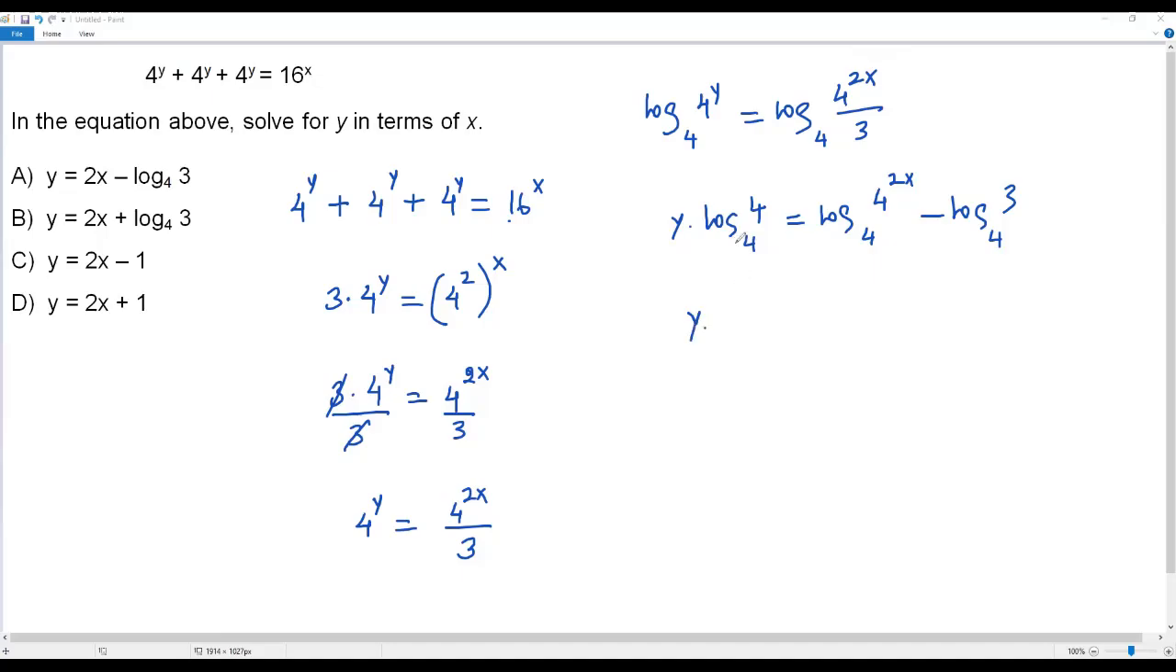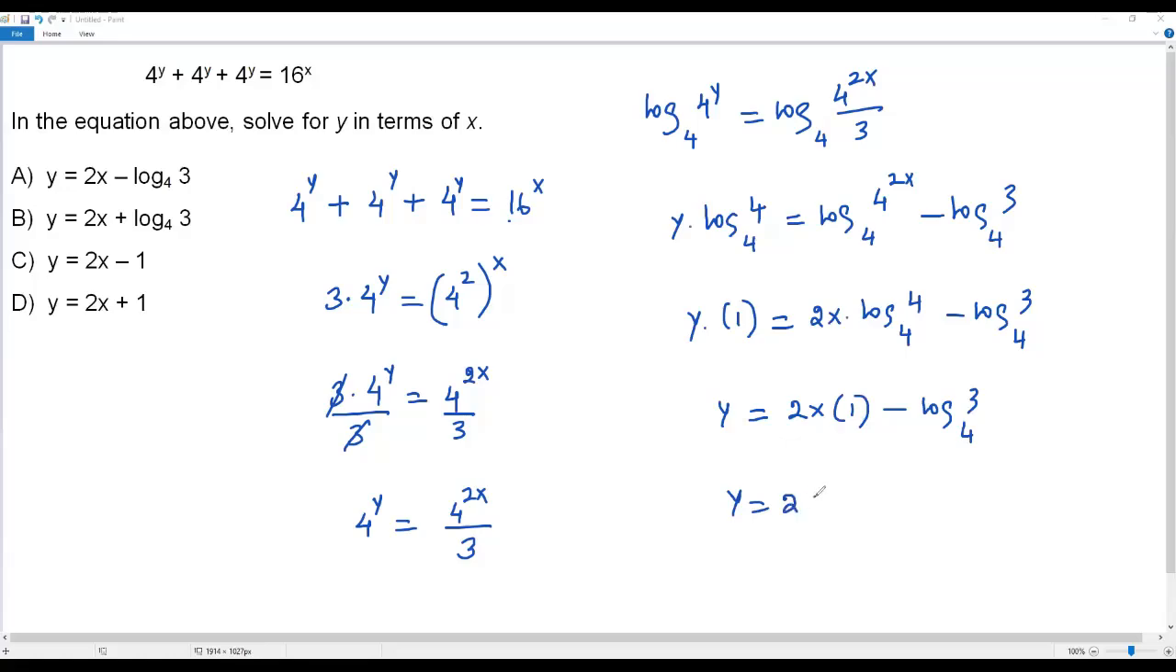Okay, now in a logarithm, if the argument and base are the same, the value of such logarithm is 1. So the value of this logarithm is 1. So y times 1 is equal to, so here I can use the power rule of logarithm, that is, the exponent over here can be moved in front of the logarithm, and then I'm getting 2x times log base 4 of 4 minus log base 4 of 3. So here y times 1 is just y, and 2x times the value of this log base 4 of 4 is 1, because the argument and base are the same. So 2x times 1 minus log base 4 of 3. So y is equal to 2x times 1, which is just 2x, minus log base 4 of 3.